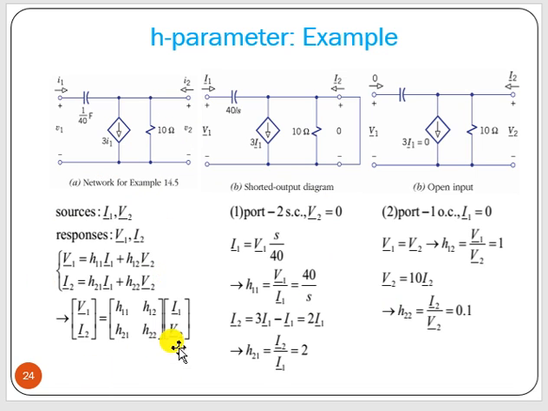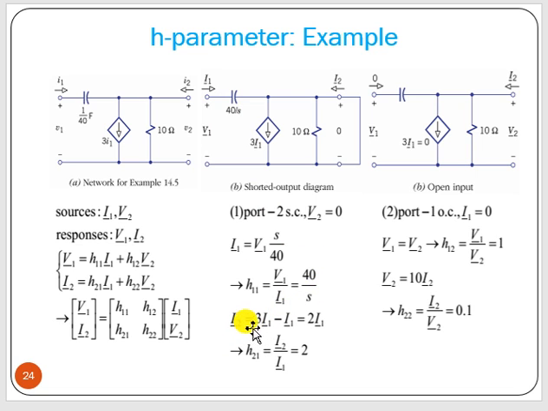Now this is the H parameter model. What we are doing for that, we are making V2 equal to 0. If we make V2 equal to 0, that means the output port is shorted, then we can find out H11 and H21. Now when output is shorted, I1 is nothing but this voltage V1 into the admittance, 1 by 40 by S, so S by 40. So we can find V1 by I1, which is 40 by S, that is your H11.